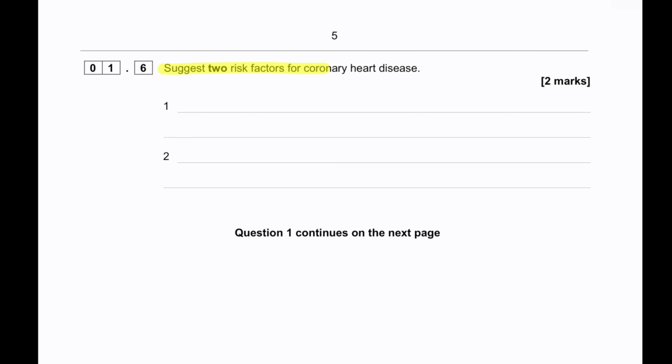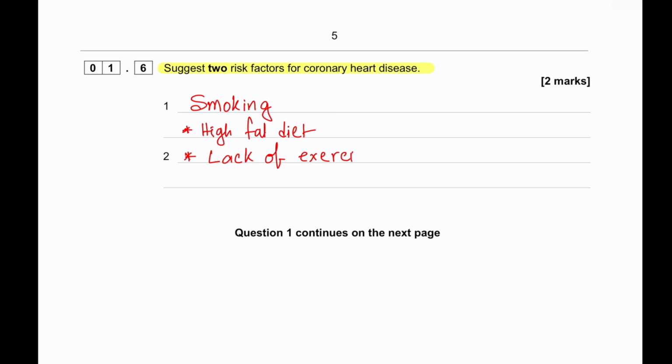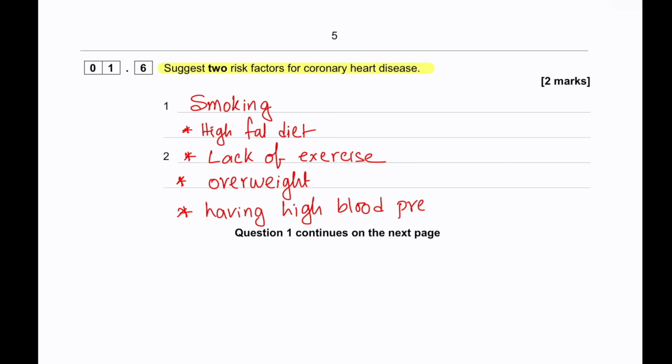Suggest two risk factors for coronary heart disease. The question asks for two risk factors. Well, for coronary heart disease, there are many things that can increase the chance of having coronary heart disease. They will be smoking, having a high-fat diet, and having no exercise or very little exercise in day-to-day life, being very overweight, having high blood pressure, and also having a high cholesterol level. All of these will lead to coronary heart disease.